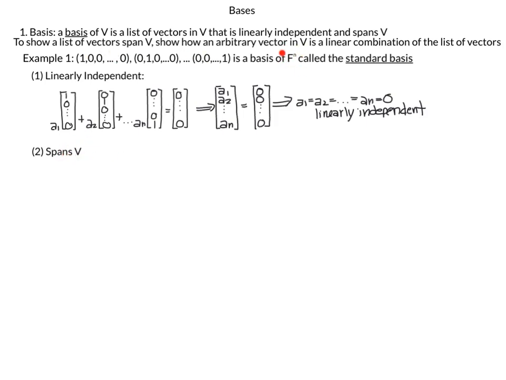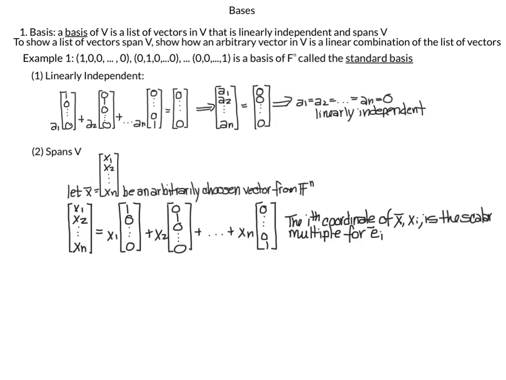And again, our space here in this example is Fn. So I need to show what an arbitrary element of Fn looks like, and then write that arbitrary element as a linear combination of our vectors. Again, to show a list of vectors span Fn, we need to show how an arbitrary vector in Fn is a linear combination of e1, e2 up to en. So let me write this. My arbitrary vector of Fn is equal to x1, x2 up to xn.